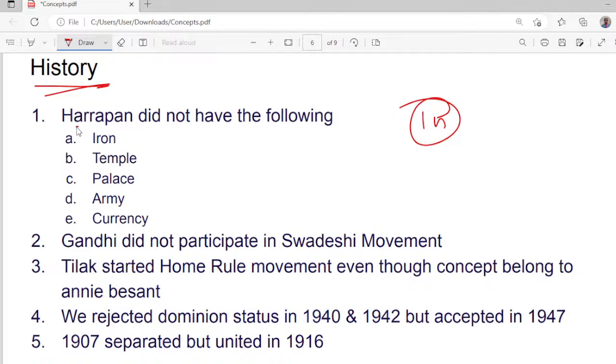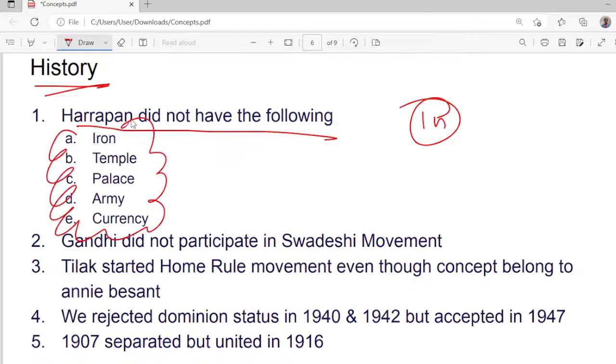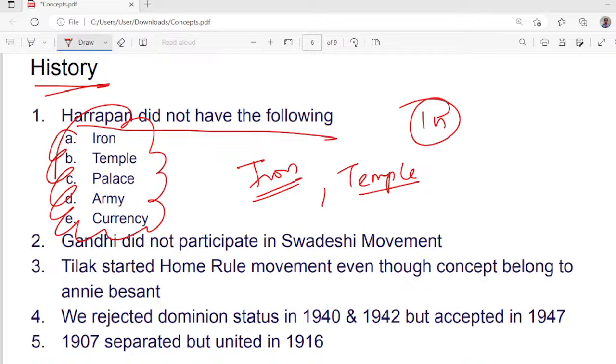Okay. Harappa did not have the following. This question is getting repeated several times here, so I have completed everything in one simple topic. The Harappans did not have the use of iron. They never had a temple for worshipping, but religion was present. They were worshipping Pashupati Mahadev.